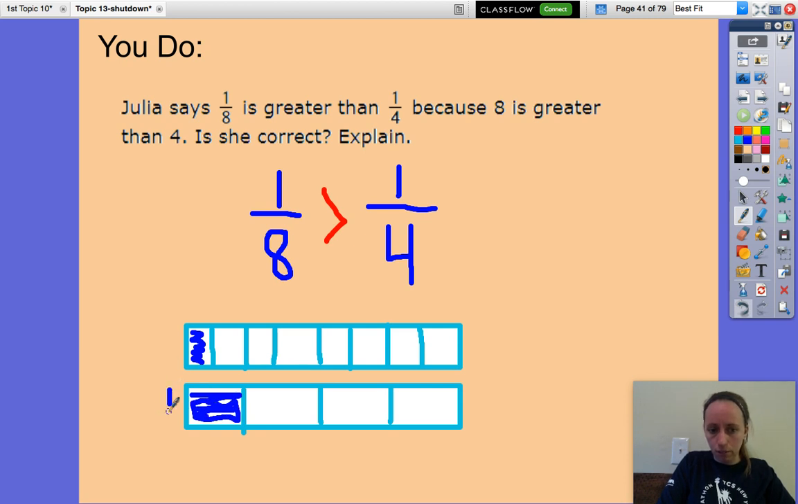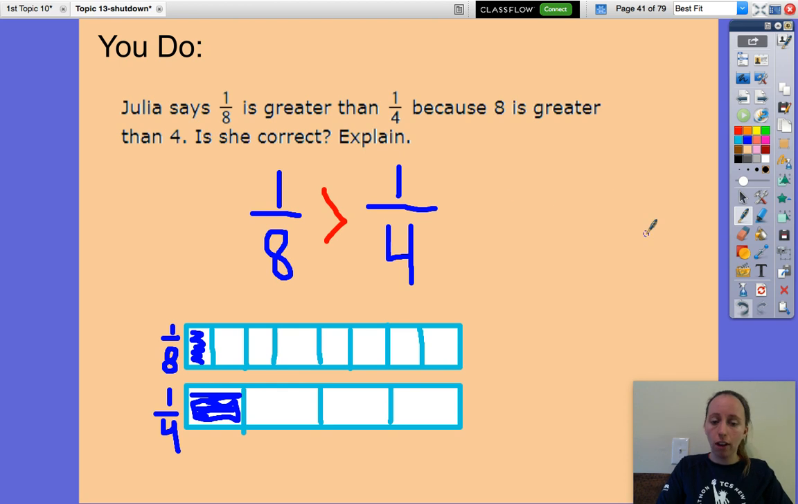So this is 1/4. And this is 1/8. 1/4 is much bigger than 1/8. Okay? The smaller the denominator, the greater the fraction. So is Julia correct? No, she's definitely not correct. Even though 8 is greater than 4, that is a smaller fraction. When our numerators are the same, the larger fraction is really the smaller the denominator.